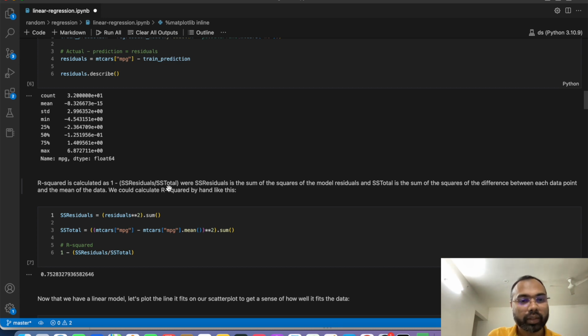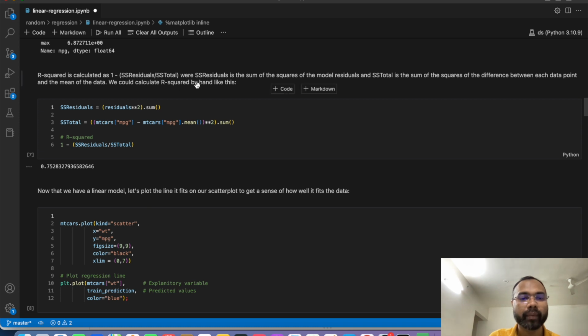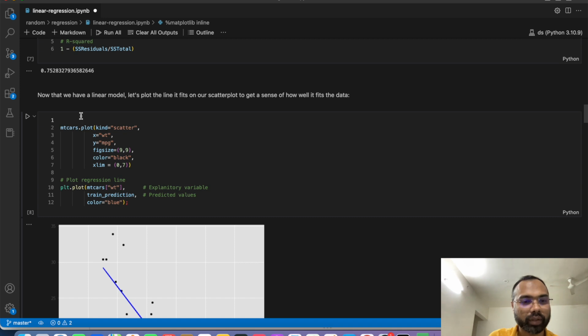So if I calculate 1 minus residuals by total, where residual is the sum of the squares of the model residuals, and total is the sum of the squared differences between each data point and the mean of the data, we could calculate r squared by hand. So this is how we can calculate it, but there are also pre-built packages that we can use.